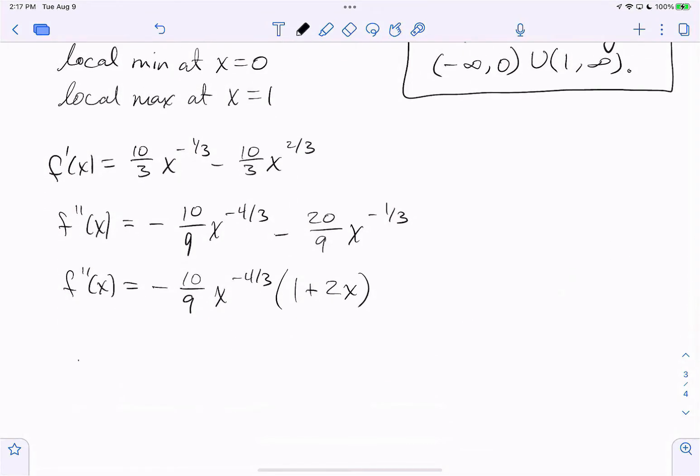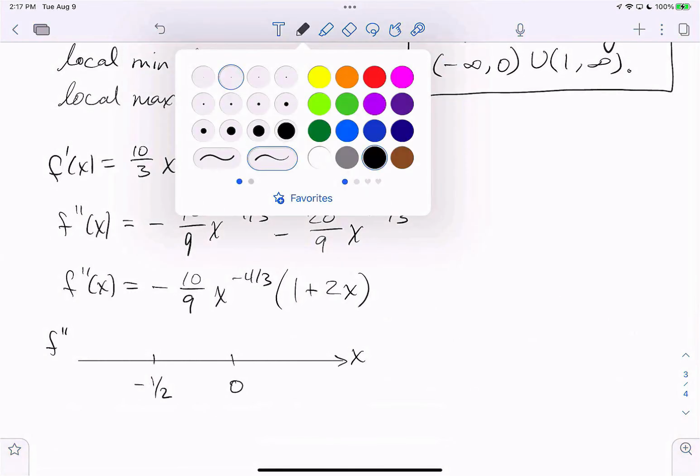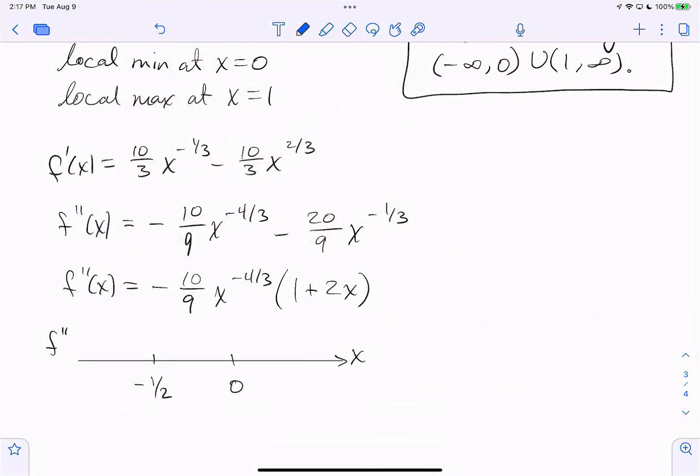And I'm going to mark on an x-axis for f double prime the values that make the second derivative equal to 0, so negative 1/2, or undefined, and so 0. I'm going to pick test points just like we did for the first derivative. To the left of x equals negative 1/2, I'm going to use x equals negative 10. Between negative 1/2 and 0, I'll say x is equal to negative 1/4. And then to the right of 0, I'm going to say x is equal to 10.